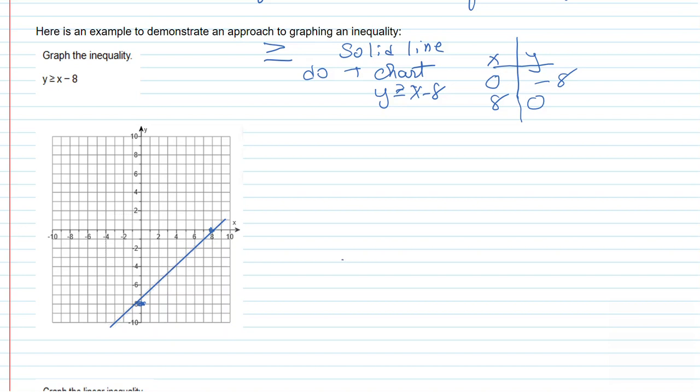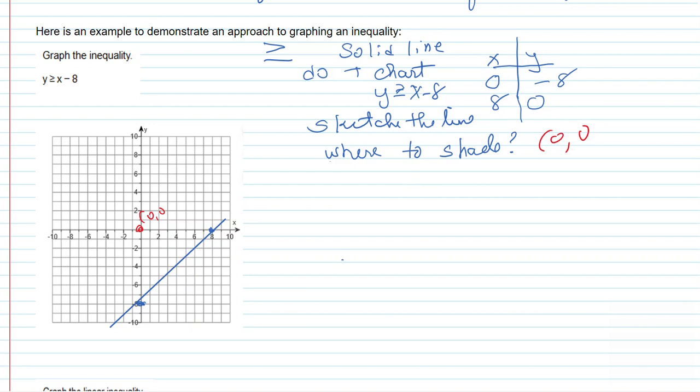All right. So now that I have sketched the line, I need to know where to shade. So to know where, I'm going to choose the test point 0, 0, because it's easy. And I'm going to put it into the equation.